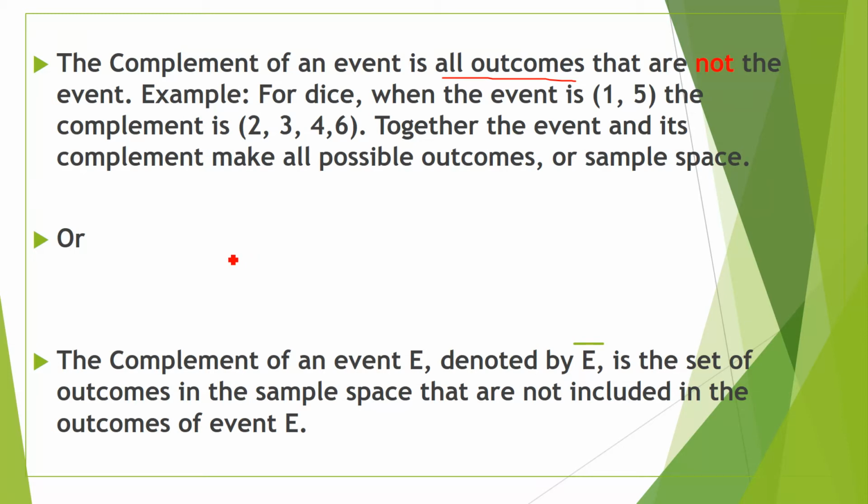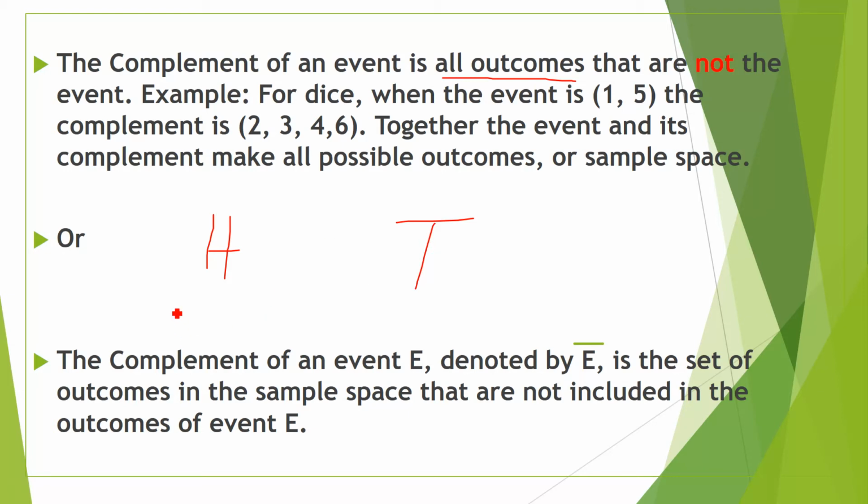Suppose we have a coin and there are only two options: whether the head will come or the tail will come. If I say the head is the event, then the complement is the tail. Whatever is remaining is the complement.